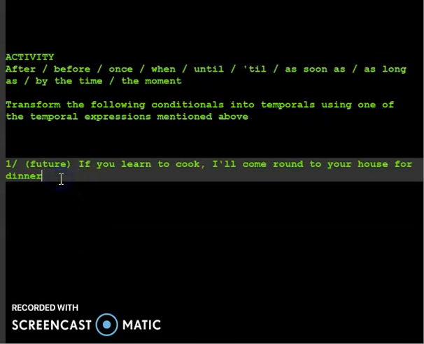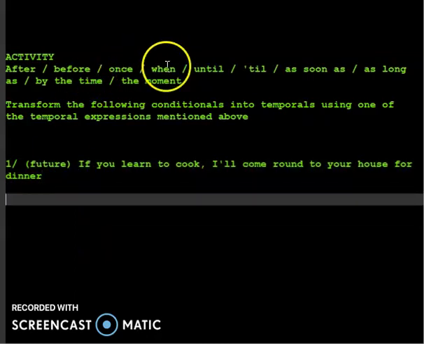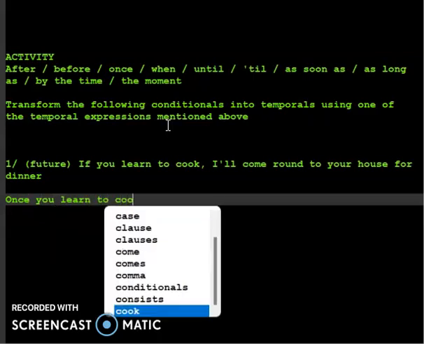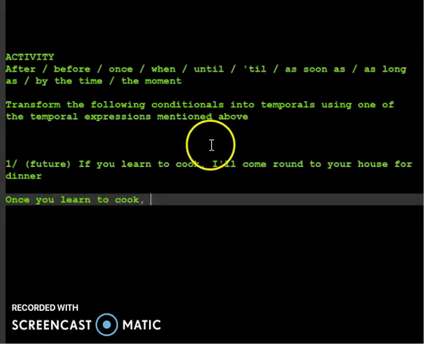Future form. So we've got once you learn to cook, I'll come round to your house for dinner. This is already in the future form, so we can leave it as it is, future simple.